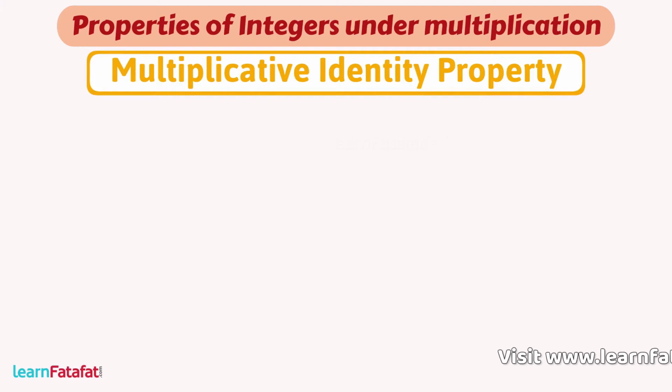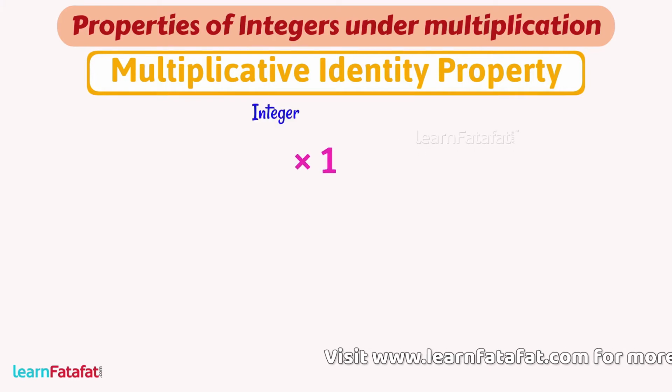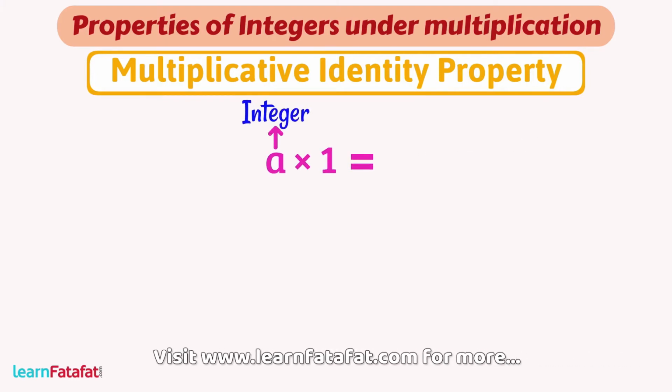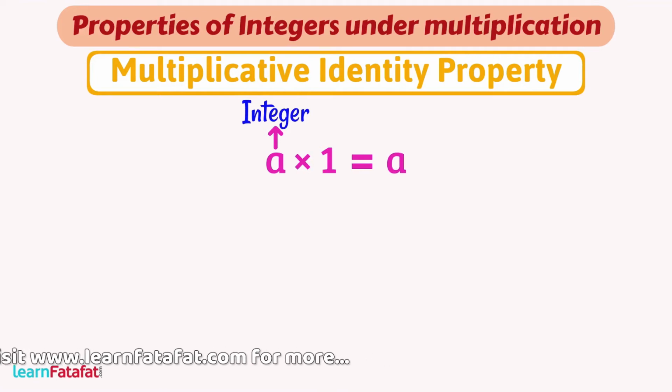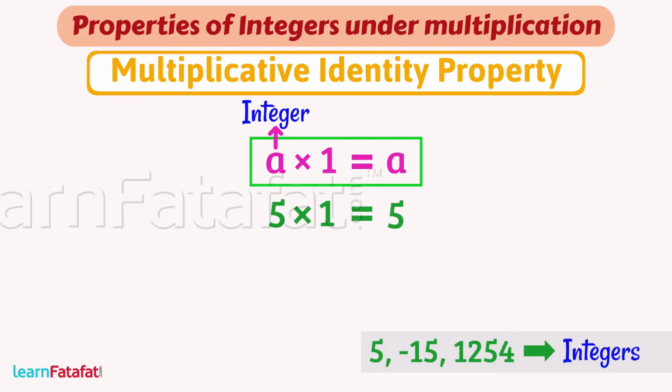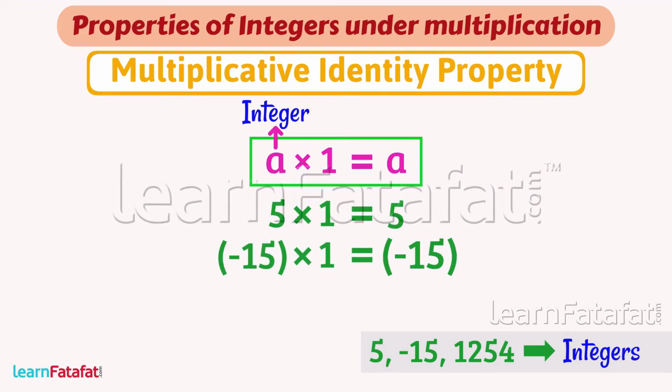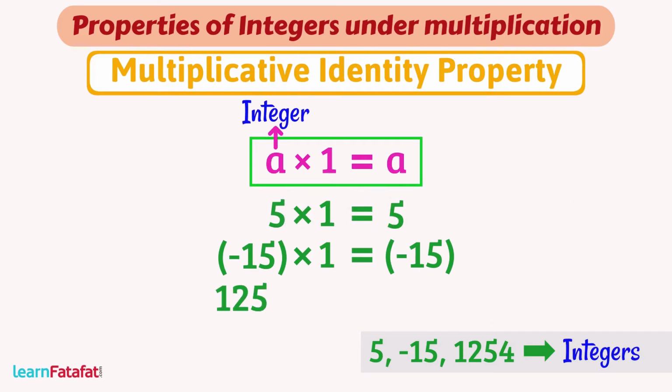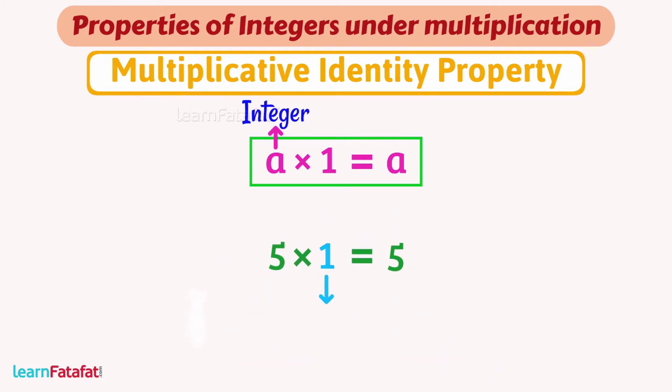Multiplicative identity property. If 1 is multiplied with any integer a, the result is the same integer again. A into 1 equals a. For example, 5 into 1 equals 5, minus 15 into 1 equals minus 15, 1254 into 1 equals 1254. So when multiplied with 1, the value or identity of an integer remains the same. Therefore, 1 is the multiplicative identity of an integer.